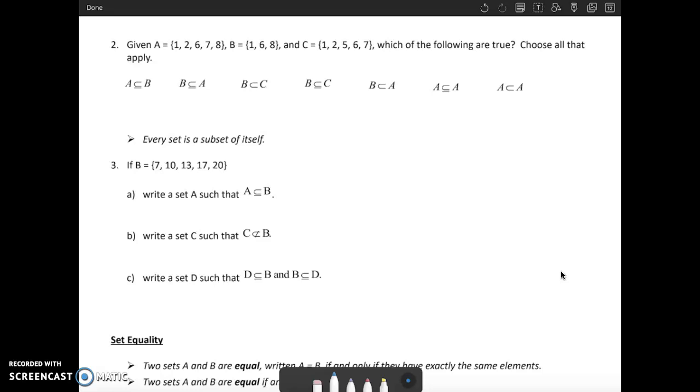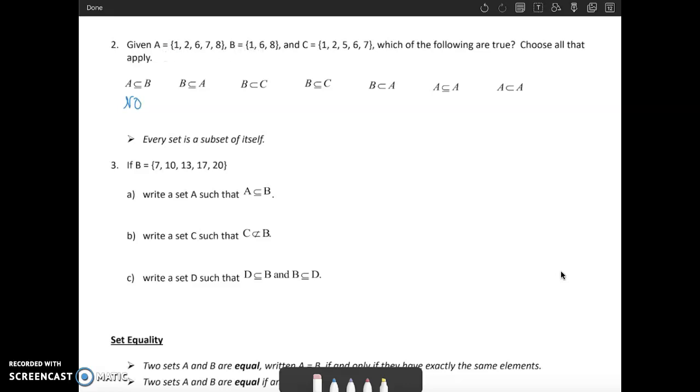Okay, so the first question: is A a subset of B? So is every element of A in B? That's basically the question. So let's see. 1 is in A. Is 1 also in B? Yes. 2 is in A. Is 2 also in B? No, it fails right there. So the answer here is no. A is not a subset of B.